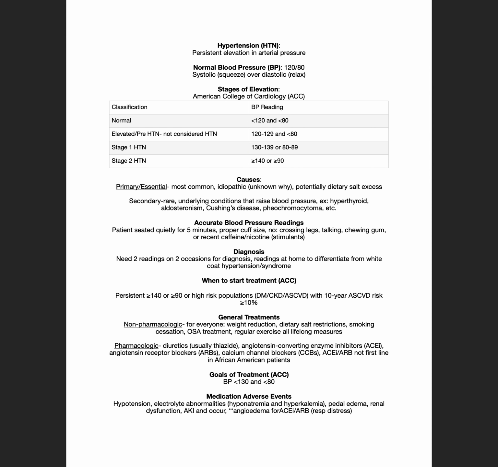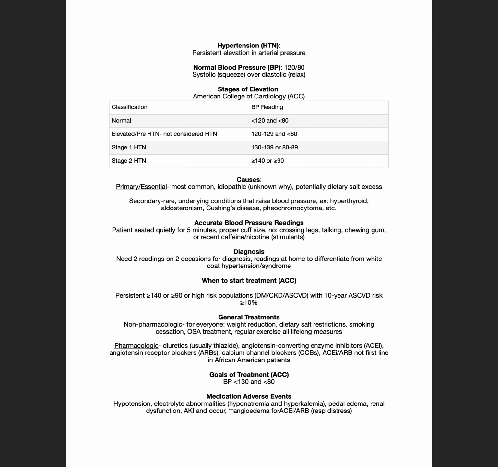So how do we stage hypertension? Well, it's pretty controversial, but the American College of Cardiology reinforces that a normal blood pressure is less than 120 and less than 80. Elevated or pre-hypertension is 120 to 129 and less than 80 on the diastolic.